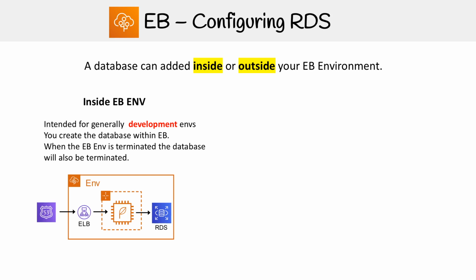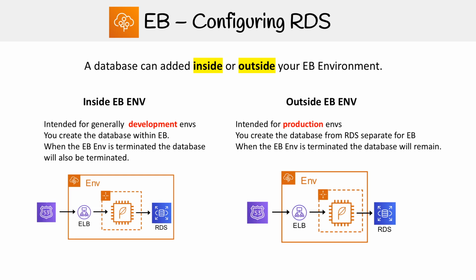That doesn't mean you can't use it for production, because as long as you're using in-place deployment mechanisms, so like let's say you use immutable and stuff, that's going to replace the EC2 servers. It's never going to remove the RDS database, but if you, for whatever reason, delete that entire environment, your database is gone with it. Then on the other side, you have outside the Elastic Beanstalk environment.